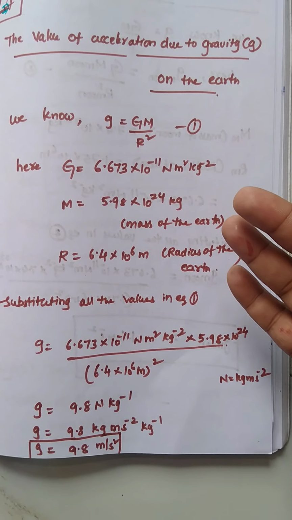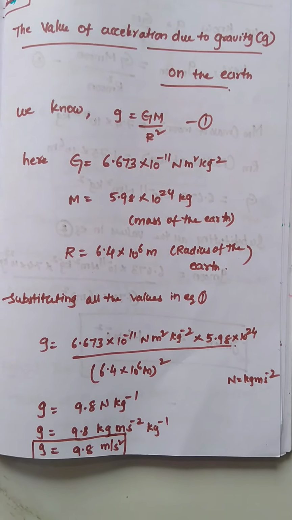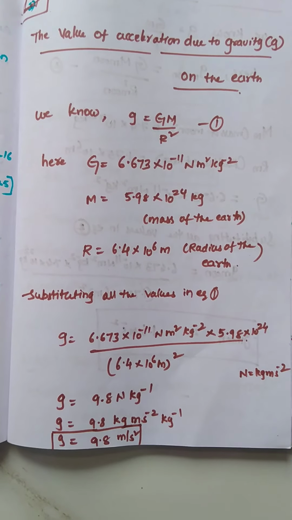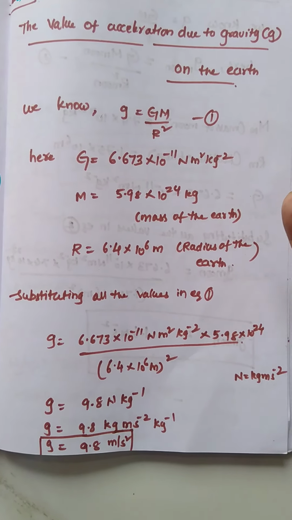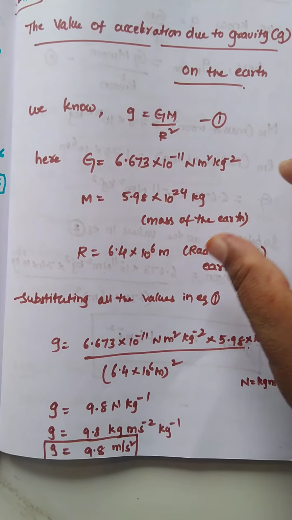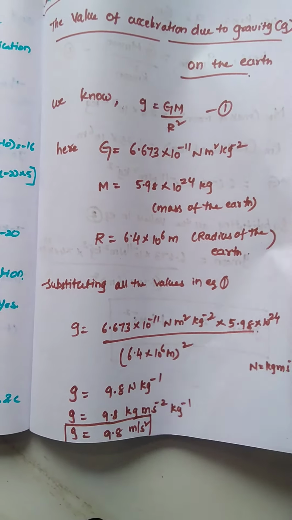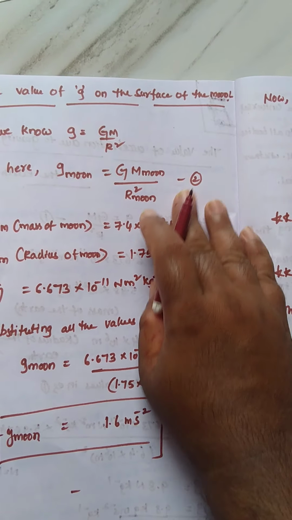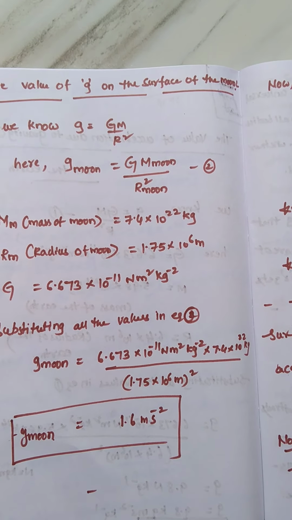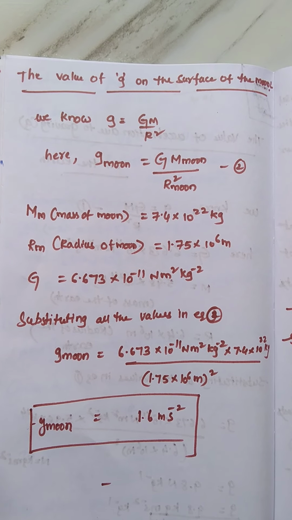In some problems they will mention acceleration due to gravity as 10 meter per second square. Especially when they mention it, you can take 10 meter per second square. If it is not mentioned, you can take 9.8 meter per second square. Next, students, is the value of g on the surface of the moon the same as the Earth? No, obviously it is not the same.